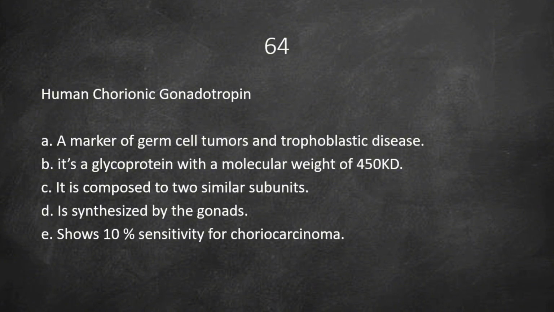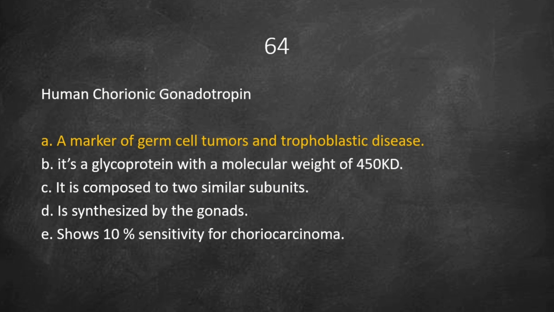Okay, question 64 is saying: human chorionic gonadotropin. A, a marker of germ cell tumor and trophoblastic disease. Then B, it's a glycoprotein with a molecular weight of 450 kilodaltons. Then C, it's composed of two similar subunits. D, it is synthesized by the gonads. And then E, shows 10% sensitivity for choriocarcinoma. So the correct answer here is A, a marker of germ cell tumor and trophoblastic diseases.